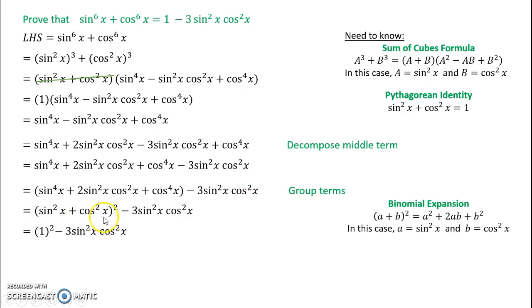Once again, the sine squared x plus cos squared x can be replaced by 1, and so we're going to get 1 squared minus 3 sine squared x cos squared x, which will just give us 1 minus 3 sine squared x cos squared x. So we have shown that the left hand side is equal to the right hand side. We have proven this identity.